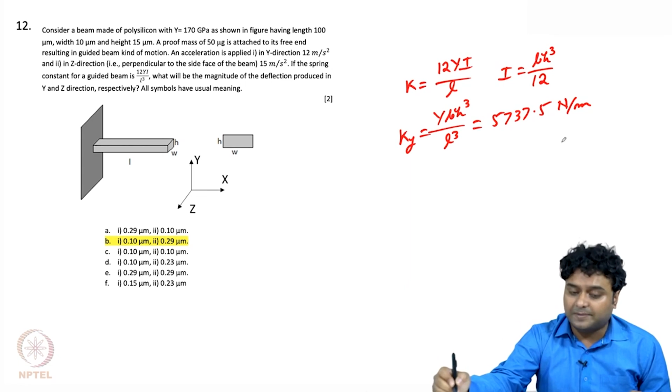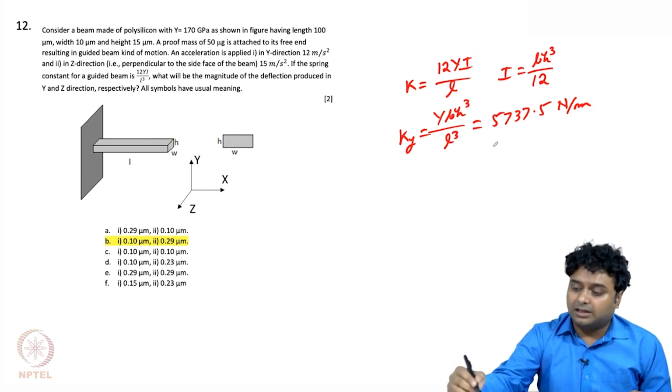One thing you need to be careful about, E is equal to 170 GPa, means 170 gigapascal, or 170 into 10 to the power 9 Newton per meter square. So all the units will be in meter, Newton or kg, right? And b, h and L, all the values are given in micrometer, so you have to convert them to meter by multiplying by 10 to the power minus 6. Like that, if you put, then you will get the k y value.